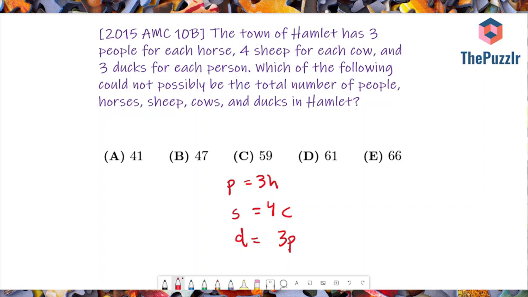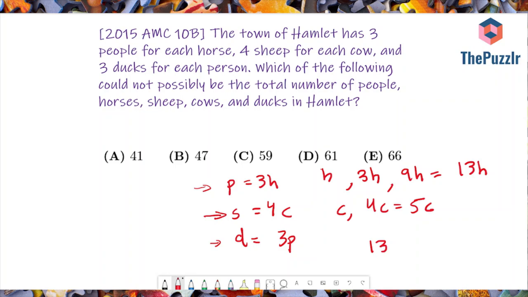So let's convert, first of all, this is just a separate equation that we have, but let's convert this P and D into terms of horses. So the number of people is 3H, the number of horses is H, and the number of ducks is 3 times 3H or 9H. So this gives us 13 horses. And then the number of cows is equal to C, and the number of sheep is equal to 4C. So we're given 5C total here. So our answer is of the form 13H plus 5C.